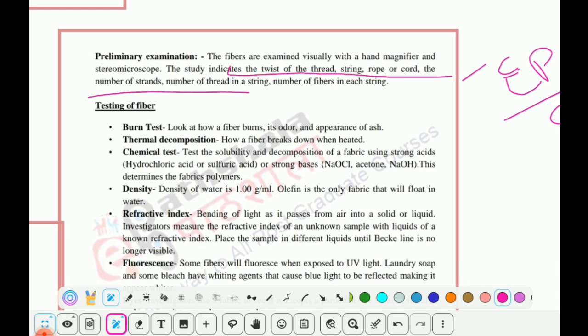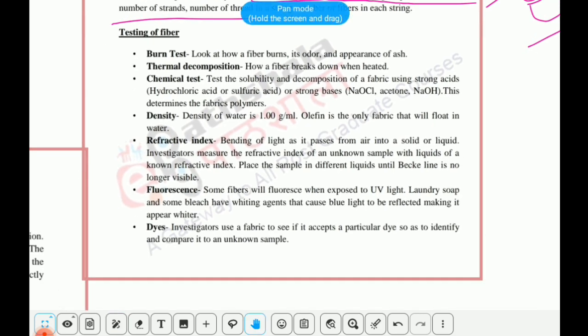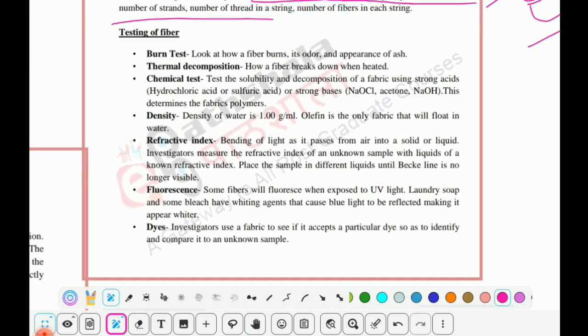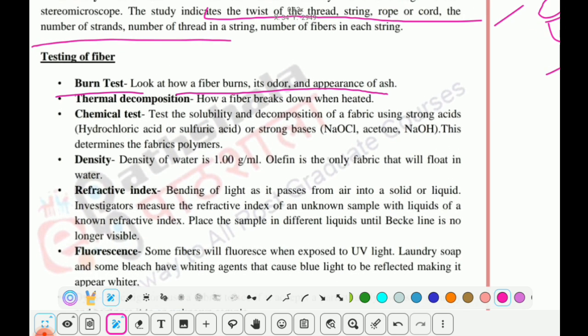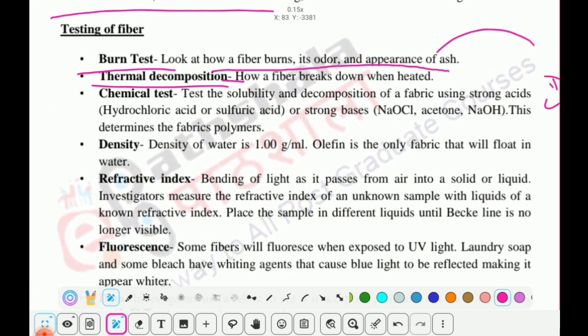Here are some tests that can be done on the fiber to figure out its different properties, like the burning test. It is a kind of destructive test because here we will burn the fiber. Why is the fiber being burned? To observe the odor of the fiber, and to look at the appearance of the ashes that are obtained on burning the fiber. Then we have thermal decomposition.